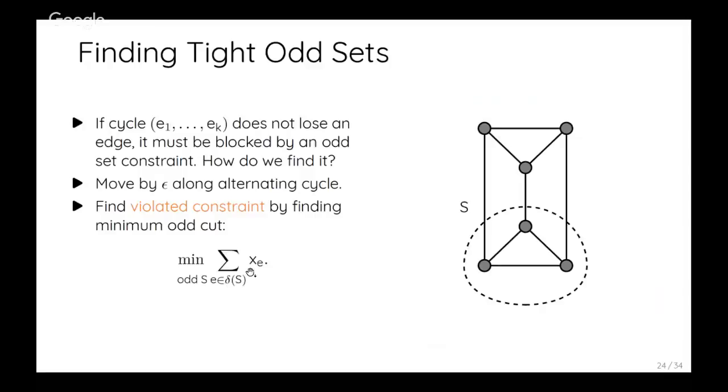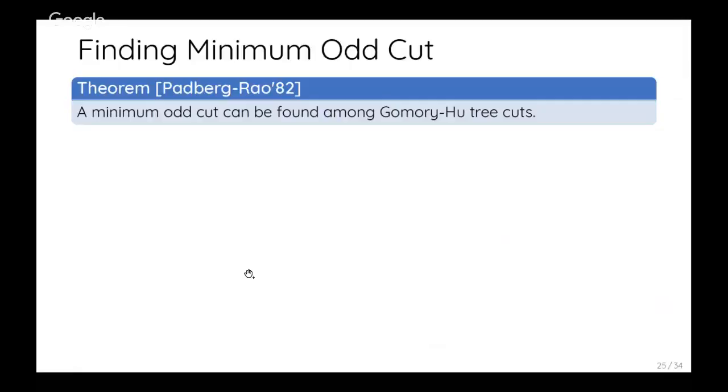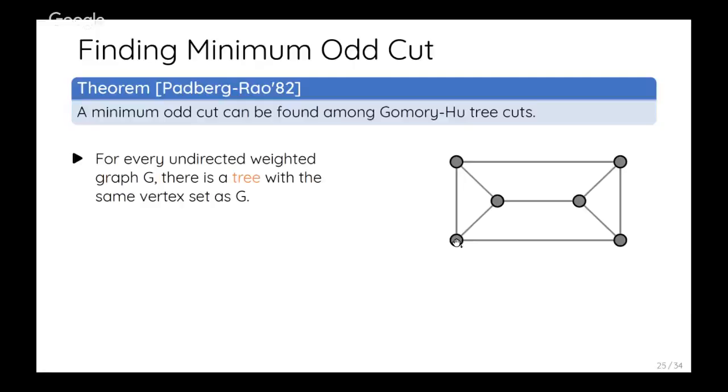So in this problem, you're given some weighted graph. Now the weights are given by x_e's, and you want to find among all odd sets S, the one that minimizes the cut value, right? So previously, before moving outside of the polytope, this minimum was exactly one, or at least one. Now that you violated the constraint, this minimum has gone below one. So it's enough for you to basically find the odd set that minimizes this. Okay. So finding minimum odd cut is an old problem that has been solved by Padberg and Rao. And their idea was that you can use this thing called the Gomory-Hu tree. So let me just describe what a Gomory-Hu tree is. So suppose that you're given an undirected graph, it's potentially weighted.